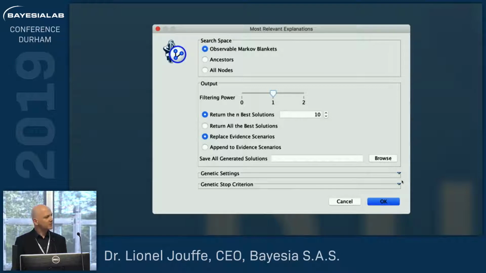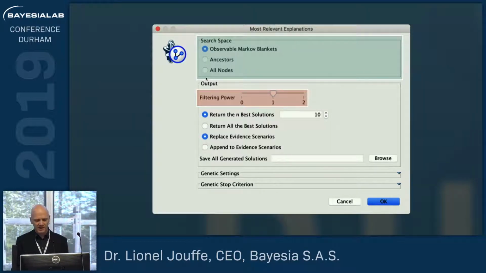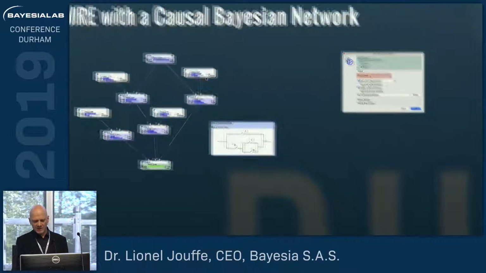So we set this output to be true. Then we have this wizard here where you have to define the search space. If this is really a causal Bayesian network, you are just going to search among the ancestors. But if it's not, you can also search among the observable Markov blanket or all the nodes if you want. We have here again our filtering power from 0 to 2. So 0, no filter, 1, strongly dominated, 2, weakly dominated and strongly. And I'm going to return the 10 best solutions, even though we don't have 10.